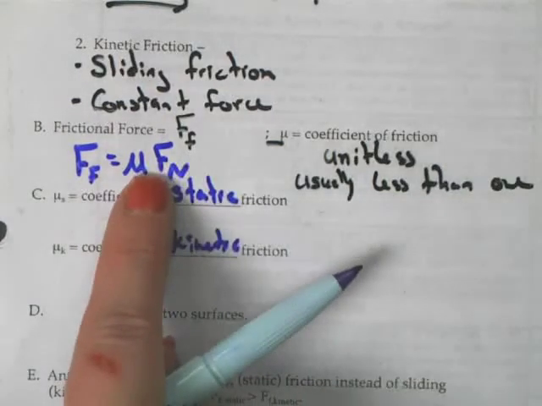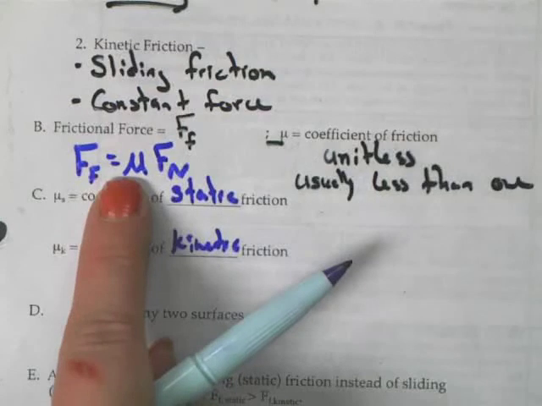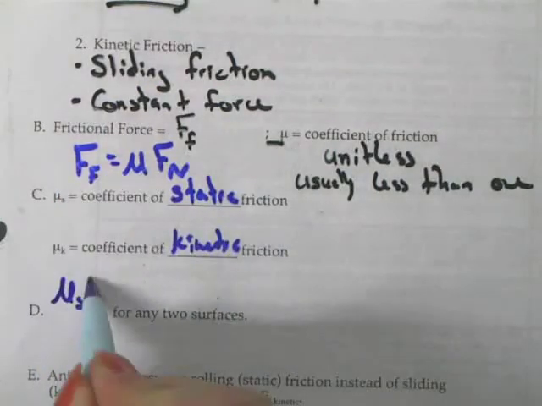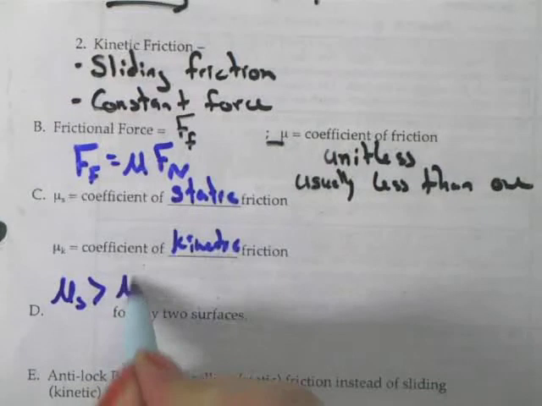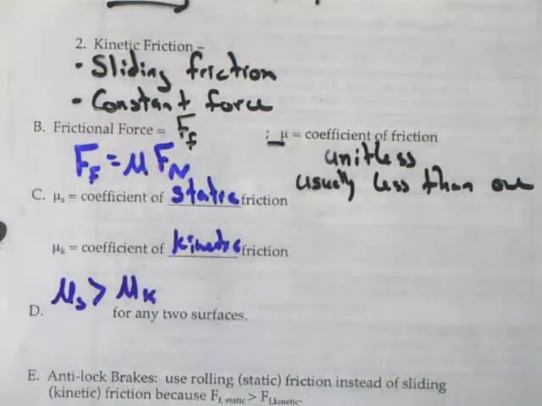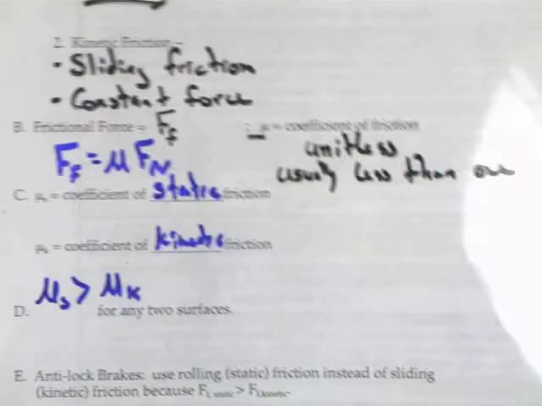We said that static friction is greater than kinetic friction. Well, we don't change the normal force. What we do is change this coefficient. So that means that the coefficient of static friction needs to be greater than the coefficient of kinetic friction for any two surfaces. So if you're given two coefficients and they don't tell you which one is which, the larger one is always the static.